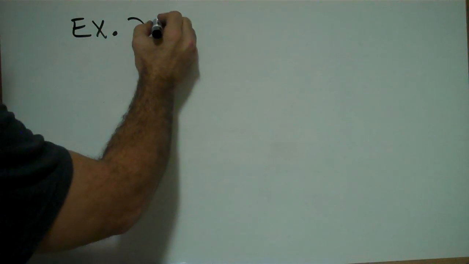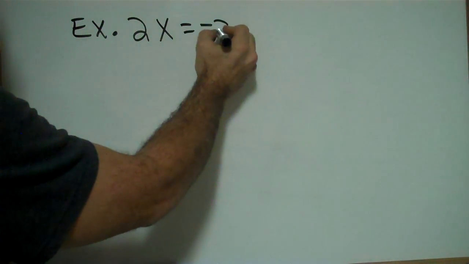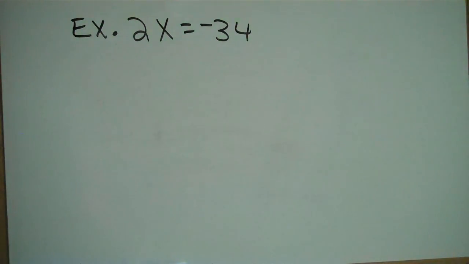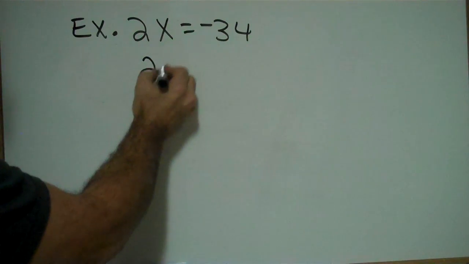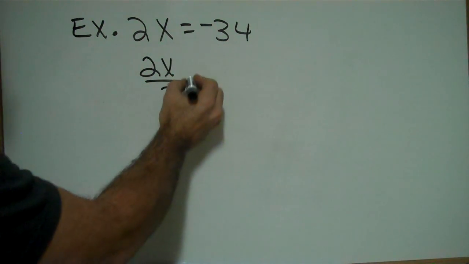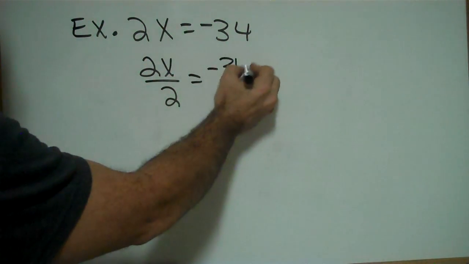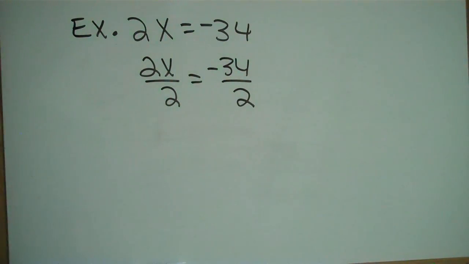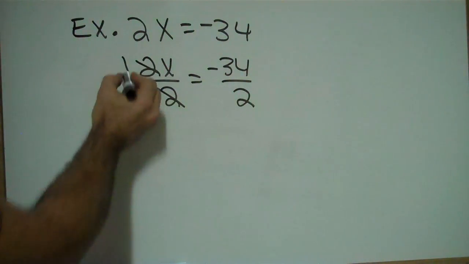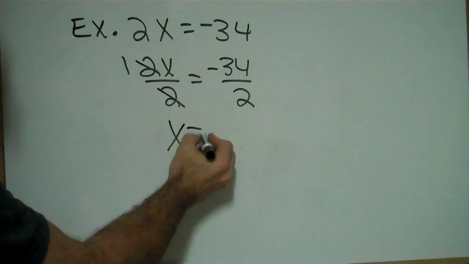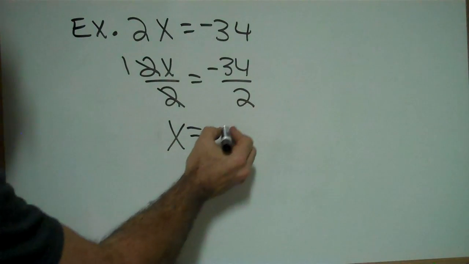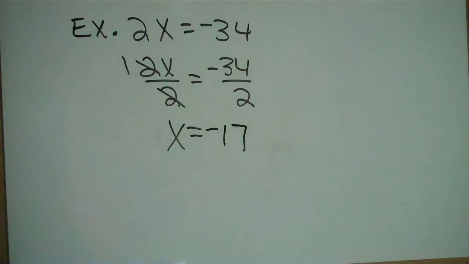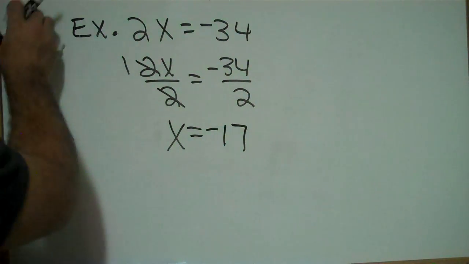Alright, 2x equals -34. You guessed it, I want that to be a 1x, so I'm going to take 2 and divide by 2, which means I take my -34 and divide by 2. Well, those cancel, giving me my 1, so I got my 1x. Unlike signs, so that's going to be negative, and then 34 divided by 2 is 17. So I get x equals -17.